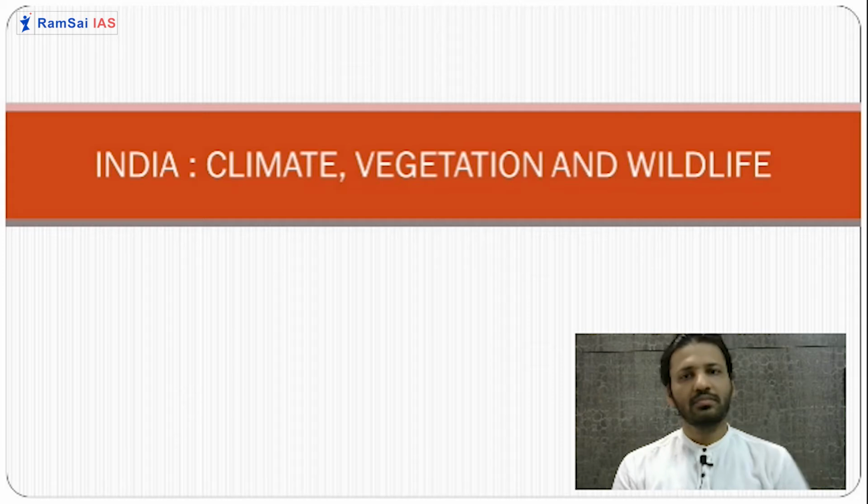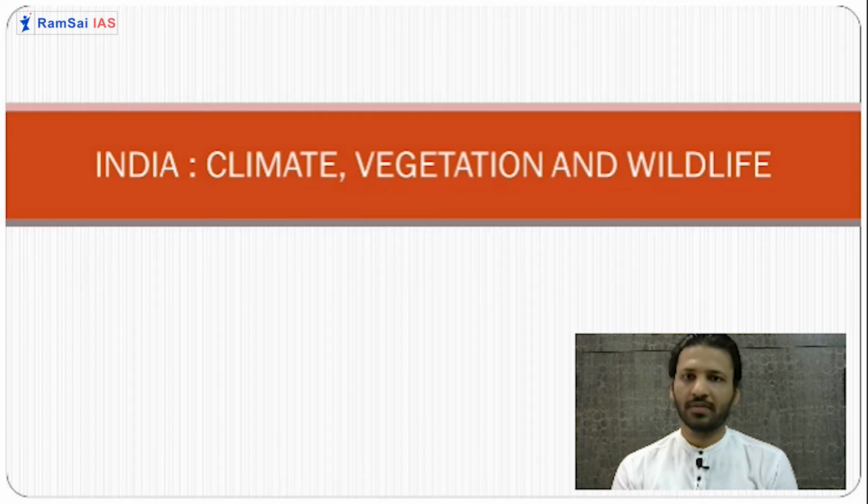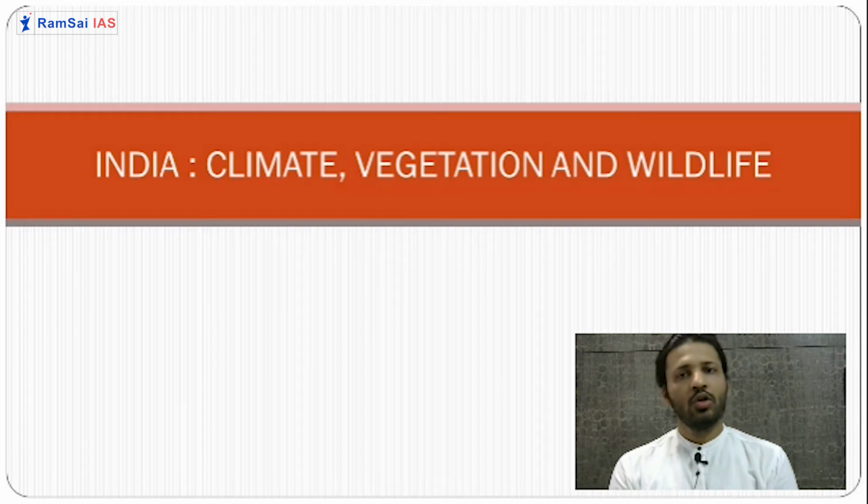Friends, when we say climate, in one of the chapters we have seen the definition of climate. Climate is nothing but the average weather condition over a few decades, like say 30, 40 years. Vegetation means plants. Vegetation means all the plants, fungi, and algae; you can call it vegetation. Vegetation is directly dependent upon the type of climate that we have in a particular region.